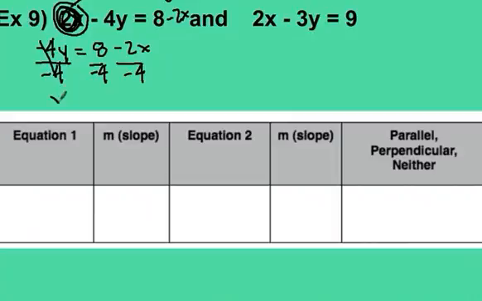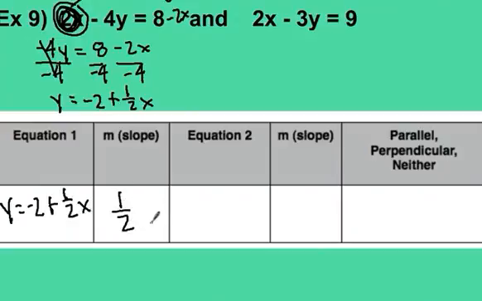Those cancel, and I'm left with y equals 8 over negative 4, which is negative 2. And negative 2 over negative 4 would be a positive 1 over 2x. Remember, I can take the fraction 2 over 4 and reduce it to 1/2. So my first equation is going to be y equals negative 2 plus 1/2 x. So my slope would be 1/2.